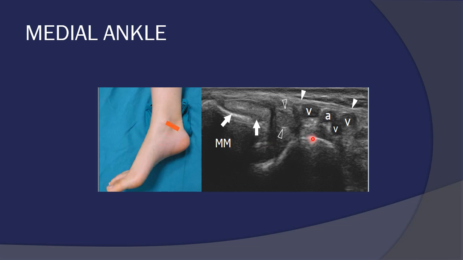So we've got to examine the neurovascular structures in this area beneath the retinaculum, which are the posterior tibial artery and its vena comitans, also the tibial nerve.